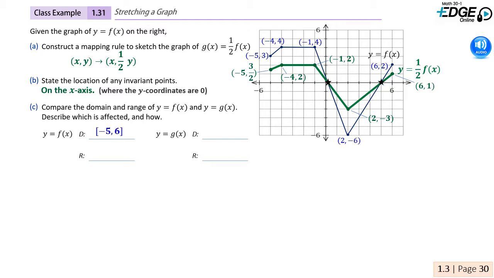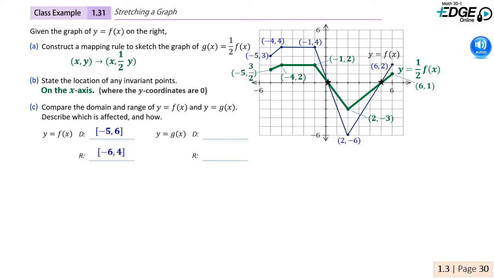Now, when asked to compare the domain and range of f of x and g of x, it's important to note that the only transformation applied was a vertical stretch. This means no horizontal transformation happened, and therefore the domain will be unchanged. We see that the leftmost point of f of x, which is the black graph with the blue points, had an x-coordinate of -5, and the rightmost point had an x-coordinate of 6. Therefore, its graph has a domain of -5 to 6, and g of x will have the same domain.